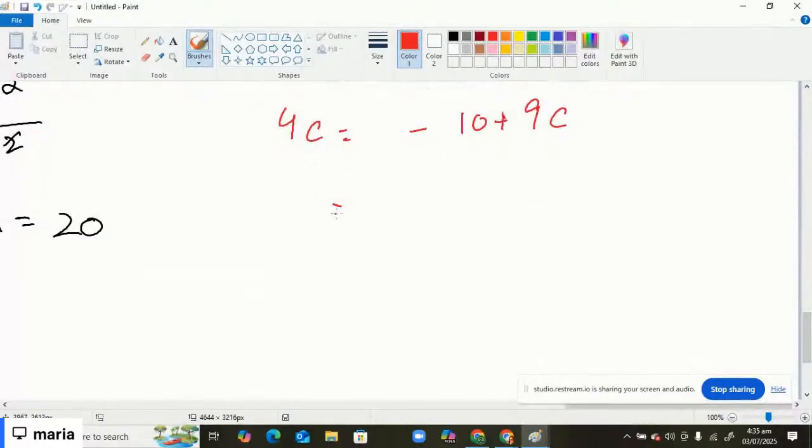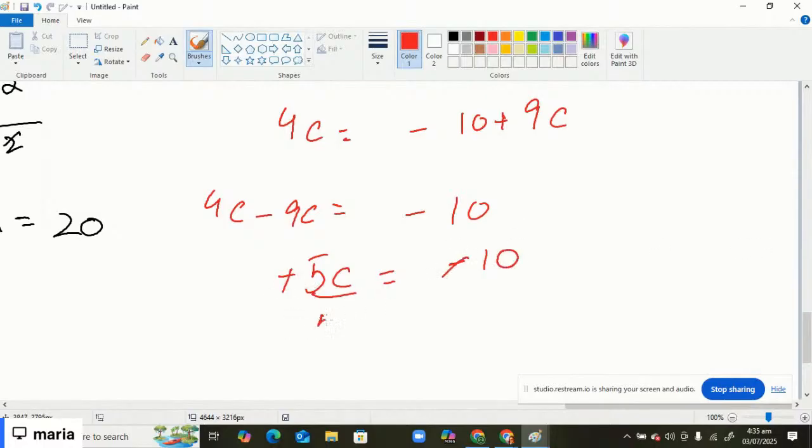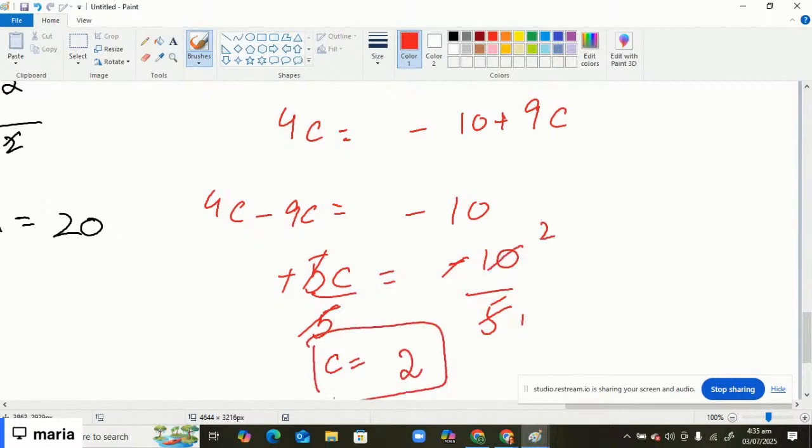Now just moving this 9C from this to this side, what does it become? Minus. So 4C minus 9C is minus 5C is equals to minus 10. Minus minus should be cancelled. Both are divided over the 5. This 5 should be cancelled, and here 5 times 1 is 5, 5 times 2 is 10. And the answer is 2. So your C is 2.